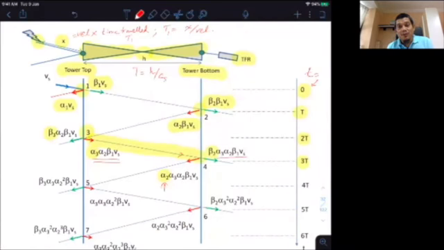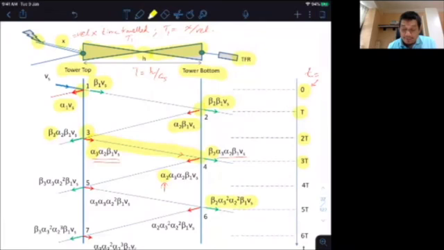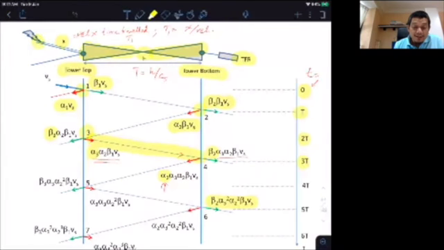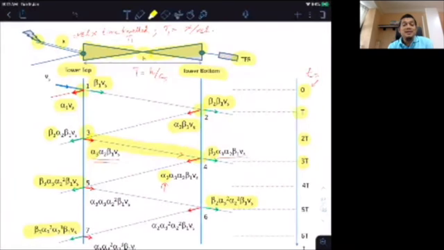For the first one, T, and then 2T later, you have another one. And 2T later, at 5T, you have another one. At the top of the tower, you have voltage transmitted at 3, at 2T, at 4T, as well as 6T. So you see, this is called the Bewley lattice diagram.